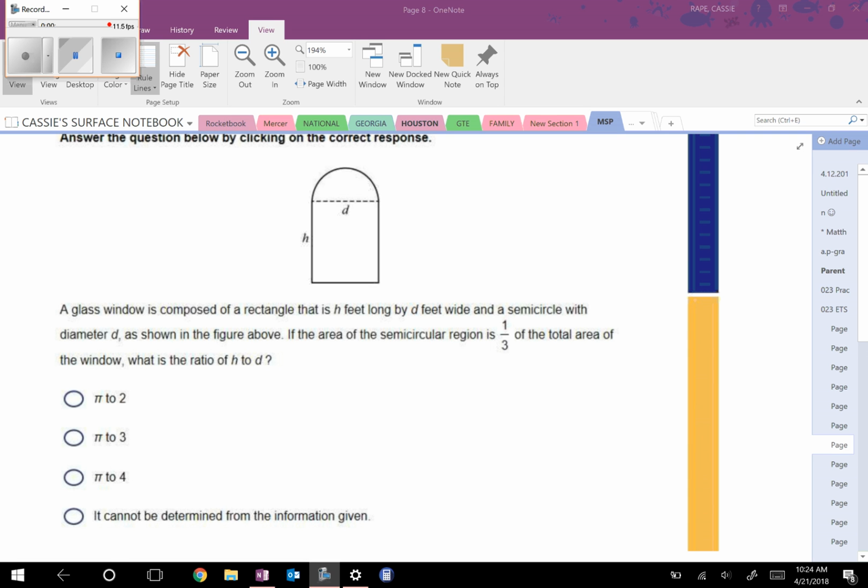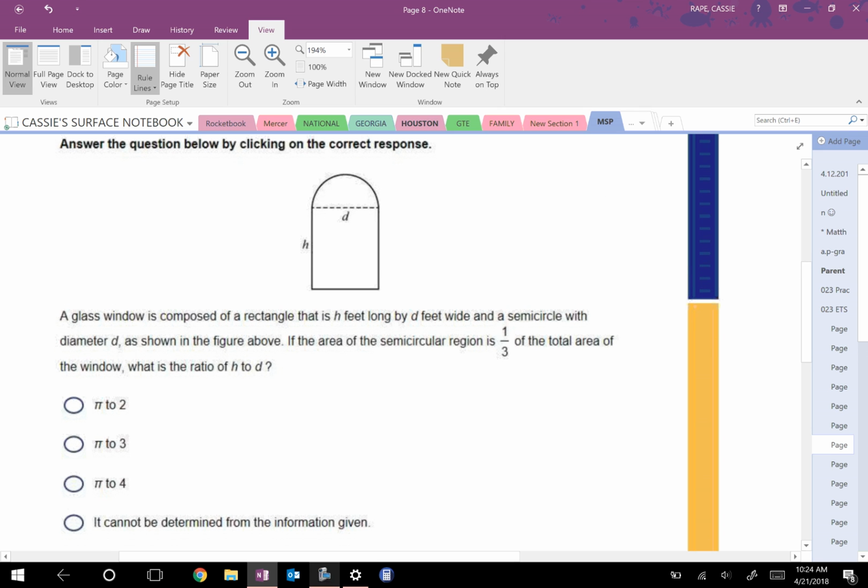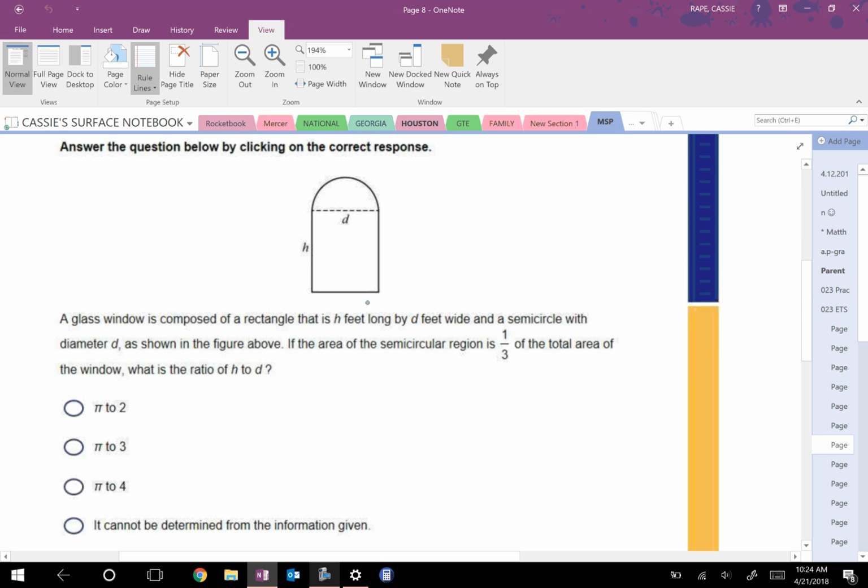Okay, this is GACE 023, question 9. You're given a semicircular window, okay? And you're told that the area of the semicircular region, so this part right here, is 1/3 of the whole area, okay? Obviously not drawn to scale.